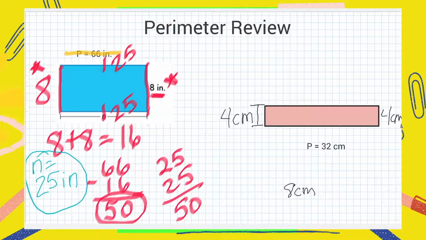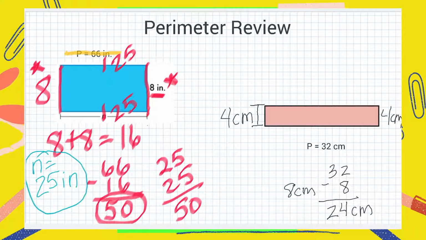If the total perimeter is 32 centimeters, I can do the same thing I did in the other problem. 32 minus 8 equals 24 centimeters left. So that means that the sum of these two sides must equal what? That's right, 24 centimeters. So take a second to think. What number can I double that will equal 24?